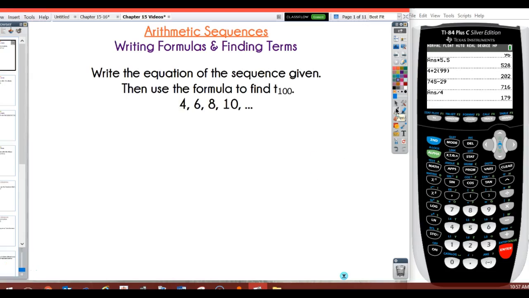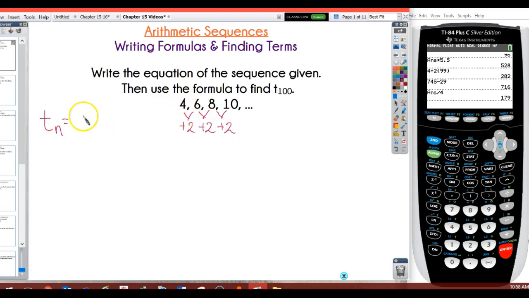So in this problem, we are given the first 4 terms of a sequence, and we are asked to find the 100th term. To start this problem, we first want to see what type of sequence this is, and we can see that each term comes from adding 2 to the previous term. Since we're adding a common difference, I know that this is going to look like a linear equation.